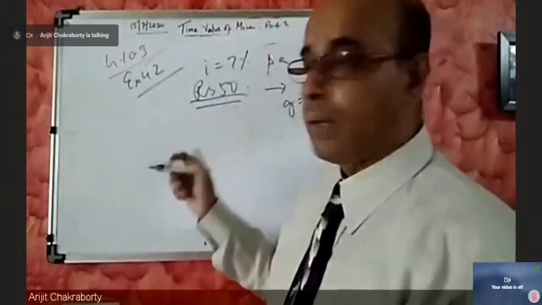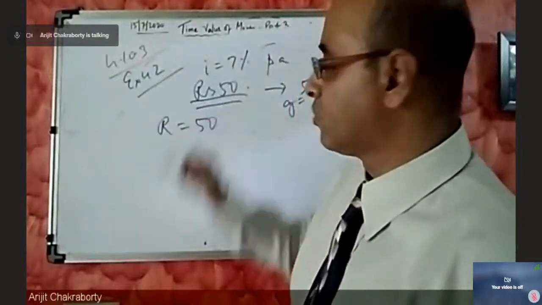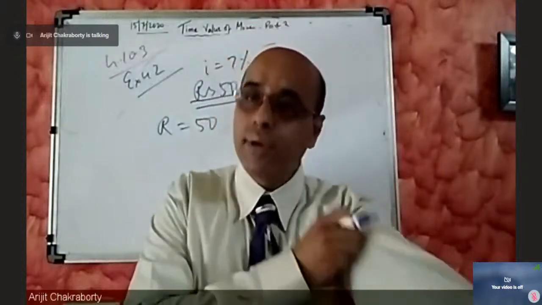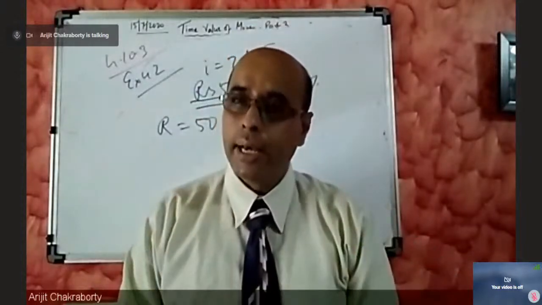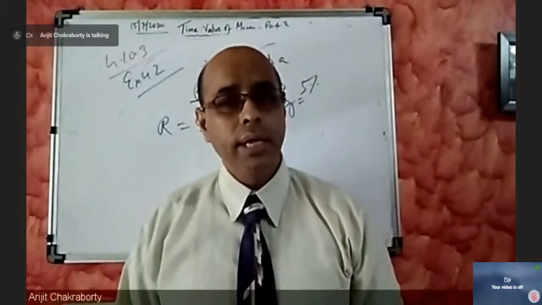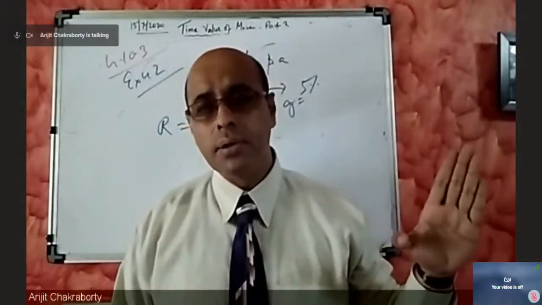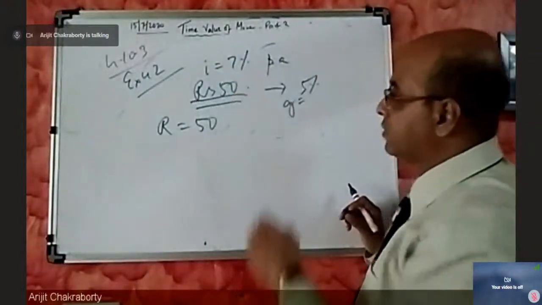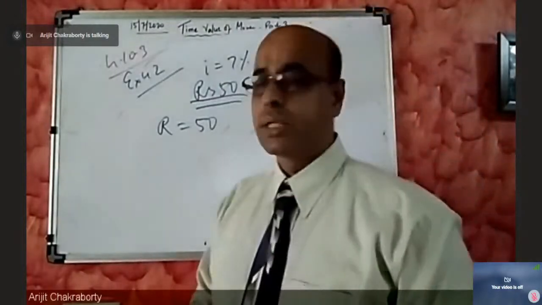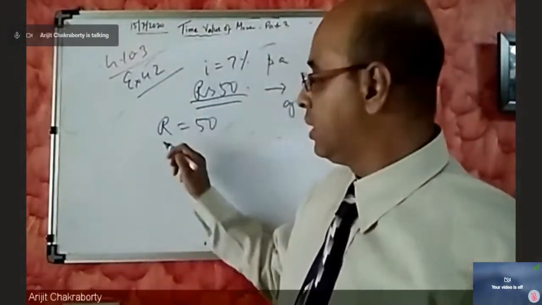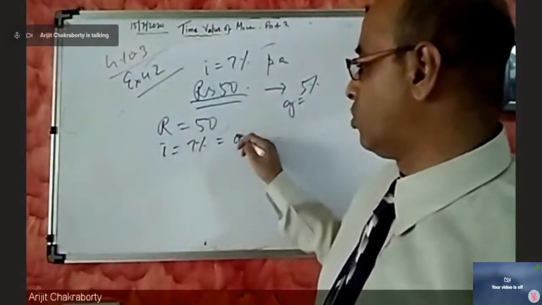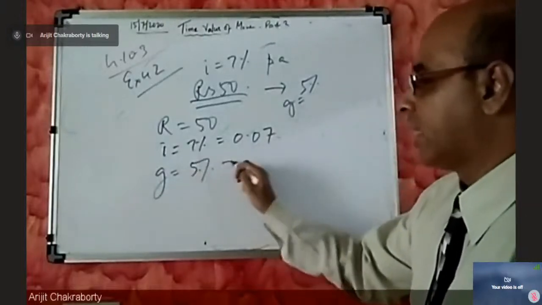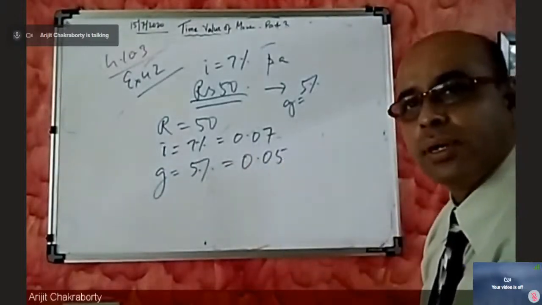So every year I am getting 50 rupees. So R is 50. Fine. So how much should I pay to invest in a scheme where every year I will get 50 rupees? It will go on forever and the interest rate is 7%, right? And the growth is 5% every year. So the formula in this case, R is 50, I is 7%, that is 0.07. G is 5%, that is 0.05.